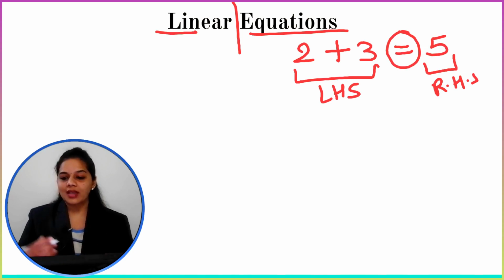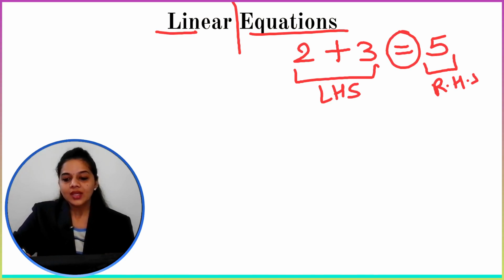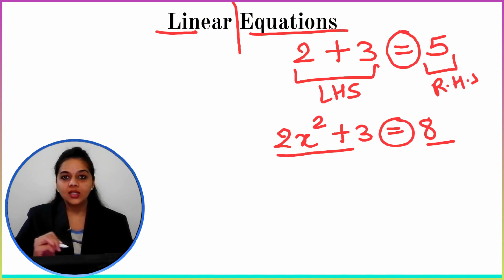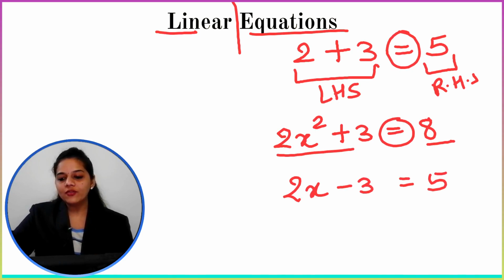I'll give you one more example of an equation, that is 2x square plus 3 is equal to 8. This is also an equation, okay, where there is LHS, RHS and the equal to sign in between. Then one more example, 2x minus 3 is equal to 5. Okay, this is also an example of an equation.